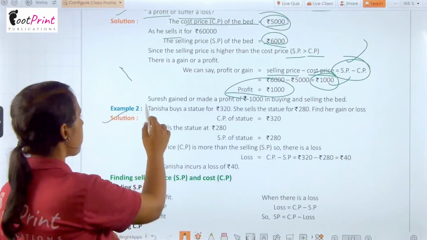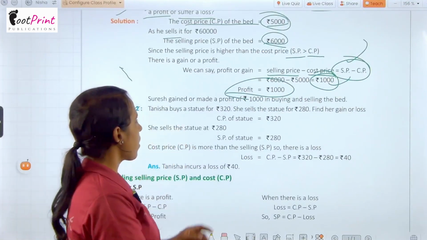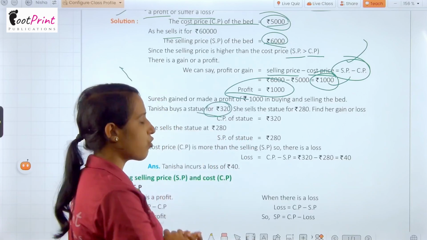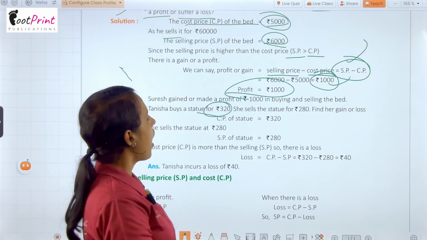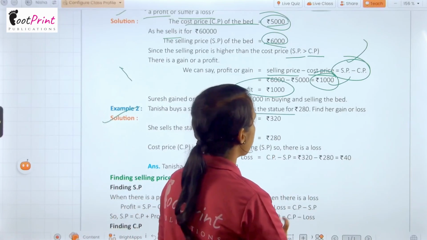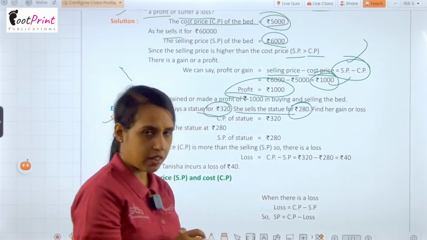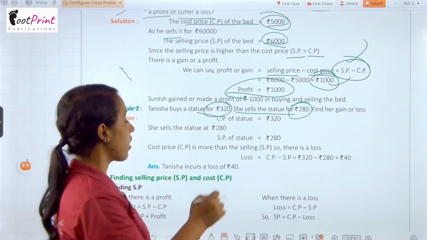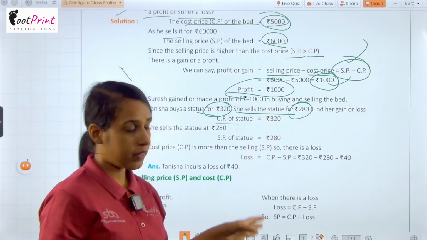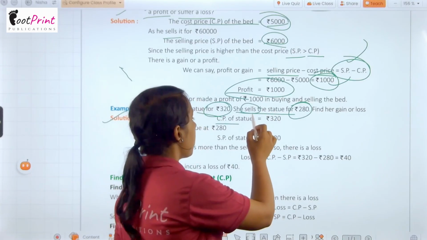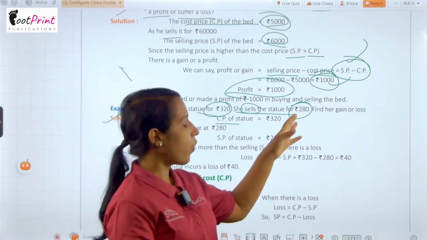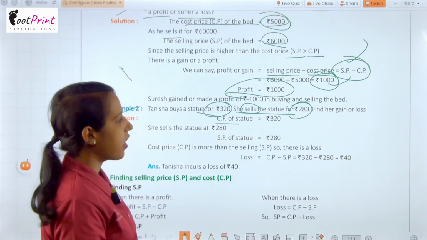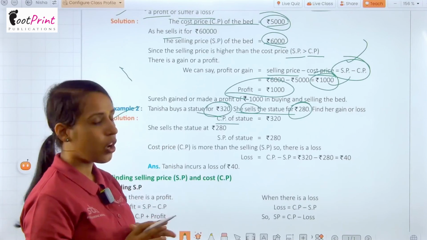Now we have example number 2. In this, Tanisha buys a statue for 320 rupees. Tanisha ने एक स्टेचू खरीदा 320 rupees का, and then she sells the statue for 280 rupees. अब उसने खरीदा था 320 rupees का, that is our CP. So we can write here CP of statue is 320. She sells the statue for 280 rupees, means SP of a statue is 280 rupees. And now we have to find out her gain or loss.